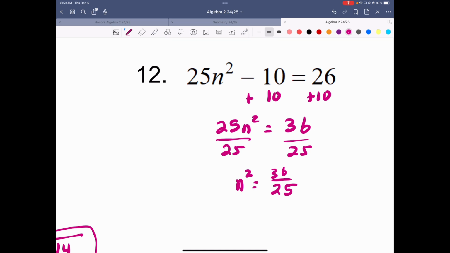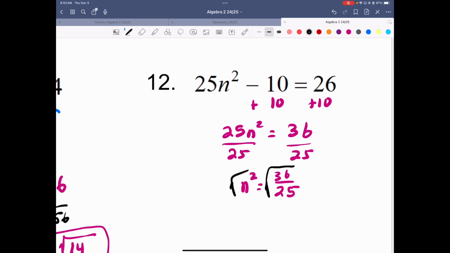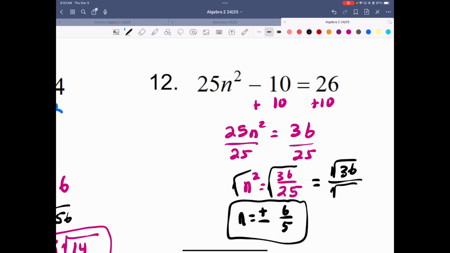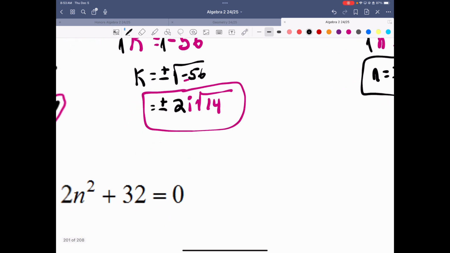Now what do we do? Well, we take the square root, right? We take the square root of this. Are we going to have an imaginary unit? No, there's no i's in this one. That's okay. So n is going to equal plus or minus. What do you notice about 25 and 36? What are they? Perfect. So what's the square root of 36? 6. What's the square root of 25? 5. There's your solution. Remember, we could rewrite this as the square root of 36 over the square root of 25. And if they're perfect squares, we just want to find the square roots of those and go from there. Okay, nice job. Last one, and I think we'll be good to go.